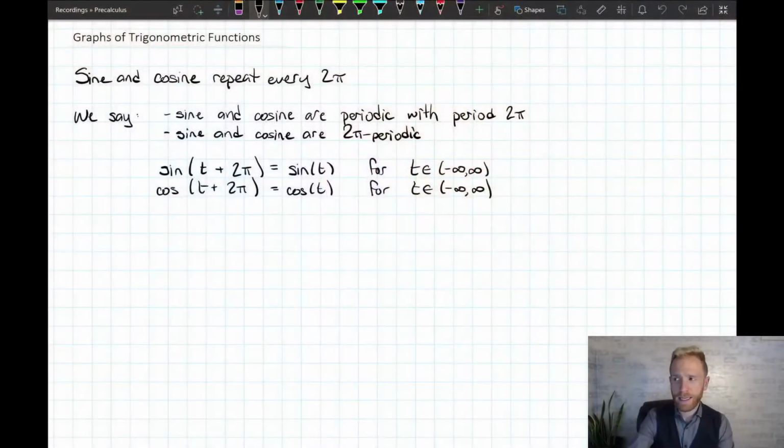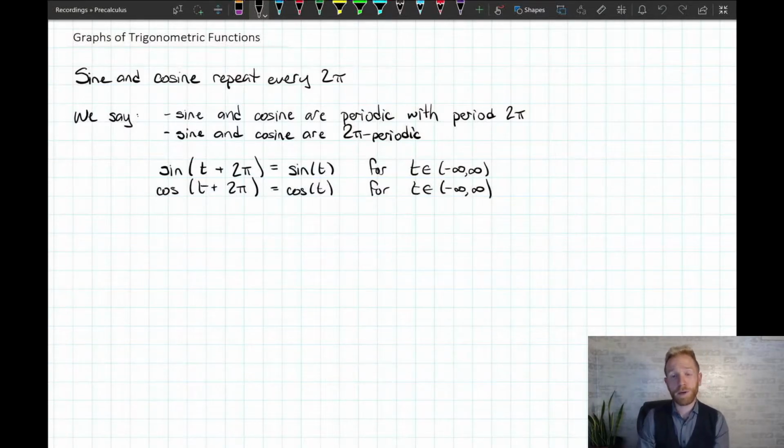Seeing as how we can choose any real number for t and evaluate sine t, cosine t, tangent of t, and all the other ones, why don't we take a look and see what the behavior of these functions would look like. And the major ones to focus on would probably be sine, cosine, and tangent. So let's take a look here.